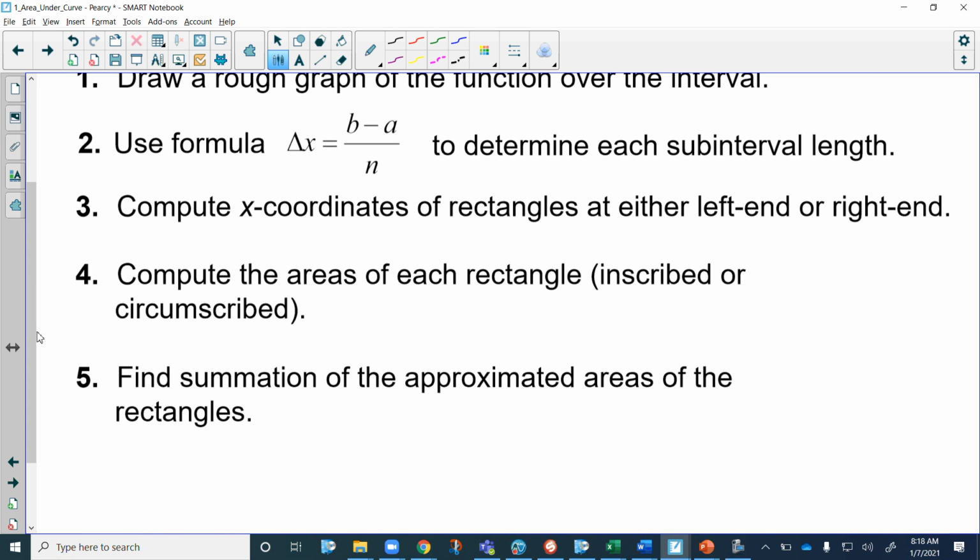And of course, part 3, compute the x-coordinates of the rectangles at either the left end or the right end, because knowing what those x values are is important, as that essentially tells you where you're starting for your Riemann sum. In order to find the areas, we have to have the height of each one. So whatever the x values are, we're probably going to have to substitute them into the given function, so that we can know what the height of the rectangle would be at that particular point. And then once I have the area of all the rectangles, we just add them together.